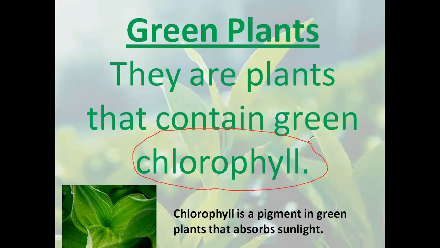They are plants that contain the green chlorophyll, or they are the chlorophyllic plants, or they are the autotroph that contain the chlorophyll. What is the chlorophyll? It's the pigment in the green plant that absorbs sunlight. So this is the definition of the green plants.